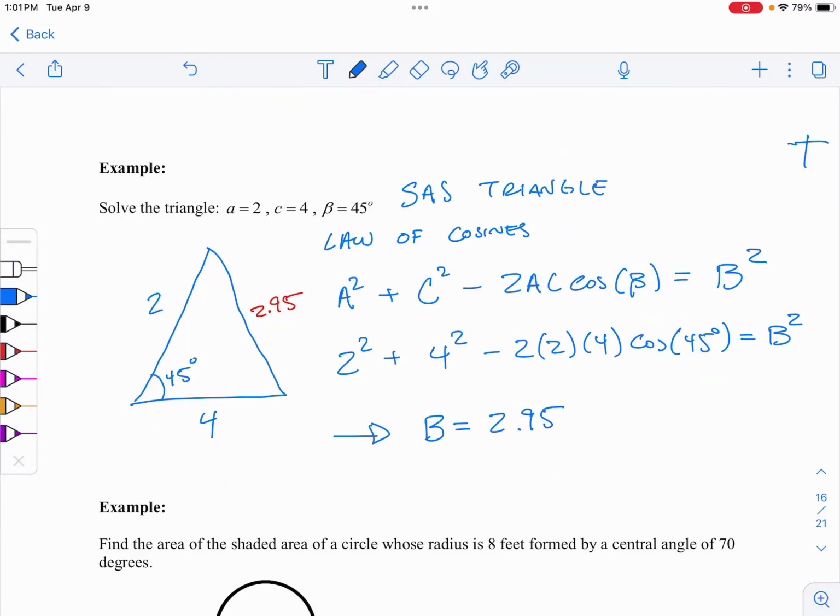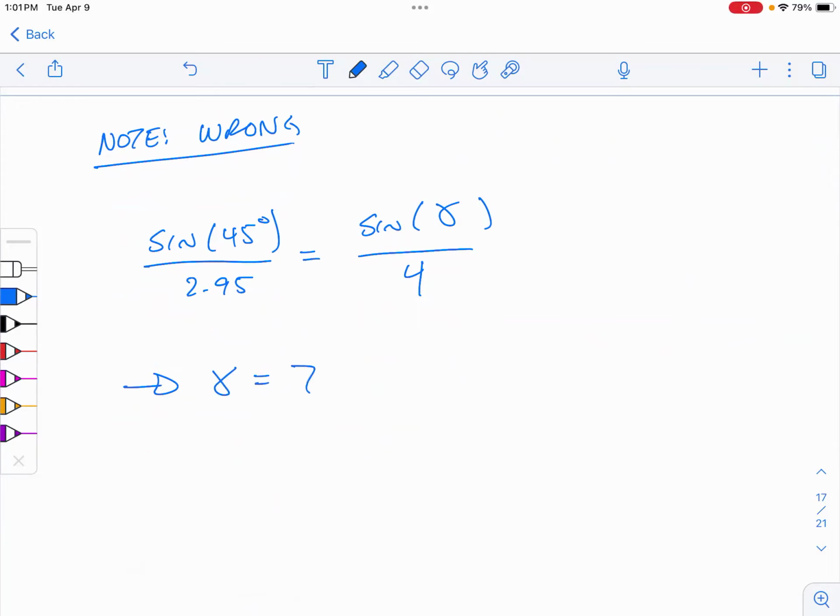If I picked sine gamma and the 4 side, I would solve this down and your calculator would not find any mistakes. I would get gamma equals 73.5 degrees, all perfectly fine calculation wise. Then, to find that last angle, alpha, that would just be 180 minus 73.5 minus 45, which would give me 61.5 degrees.